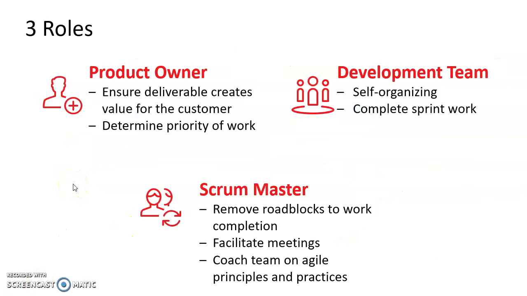As I promised, I will define the roles. We had three roles: product owner, development team, and scrum master. Product owner is responsible to ensure deliverables and determine the priority of work. For example, we have three items or three backlogs; the product owner will decide what is the priority which we want to complete first. Development team is a self-organized team that contains developer, tester, and all the people who actually develop the product.